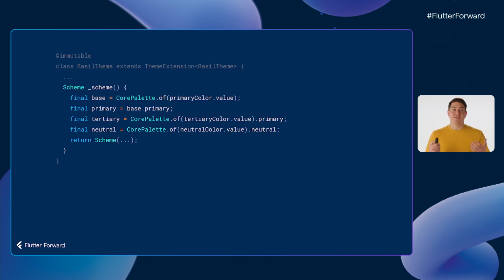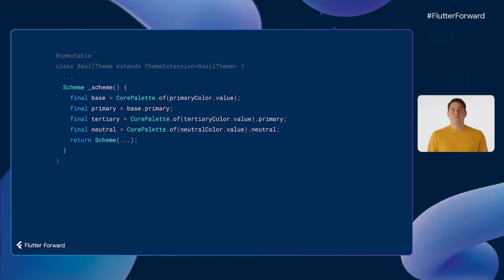Let's create a method that returns a scheme that we can use to create a custom color scheme class. Sometimes a design is only based on a single color, and for those instances, we can use a color scheme from seed, which gives us a beautiful generated color scheme using the HCT color space.